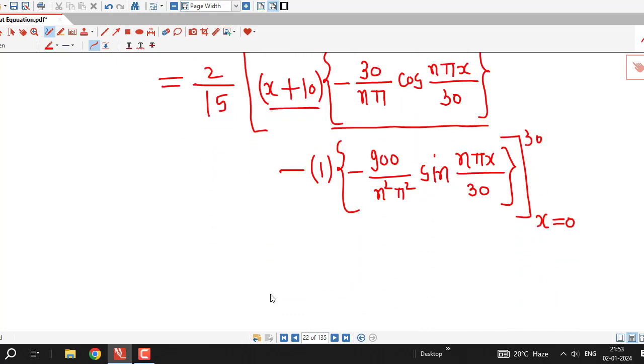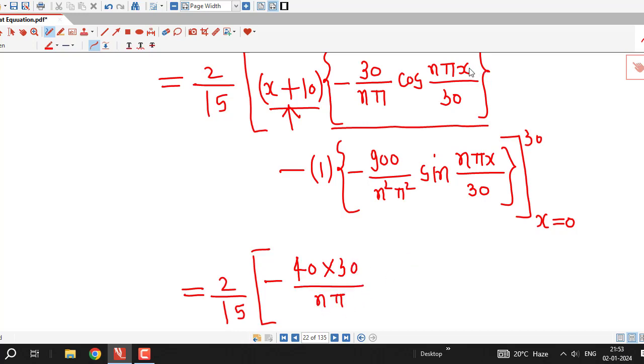Now I am taking directly, first I take x equal to 30 for the upper limit, and let's see what we obtain. So here if I take x equal to 30, I will have 30 plus 10, that is 40, and I already have one negative sign, so this I write as 40 into 30 divided by n pi. If I take x equal to 30 here, this 30 will get cancelled and I will have cosine of n pi.